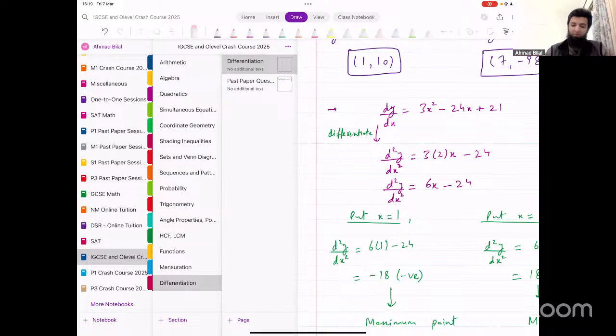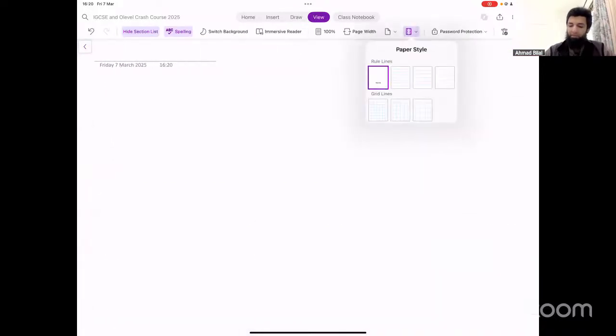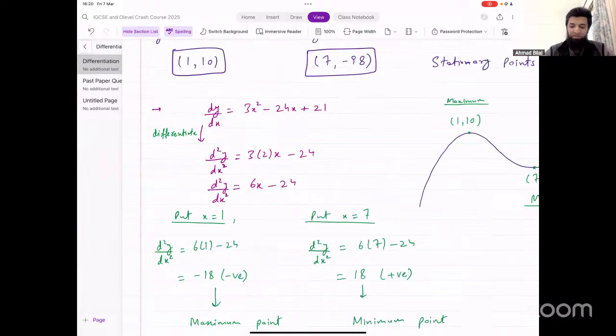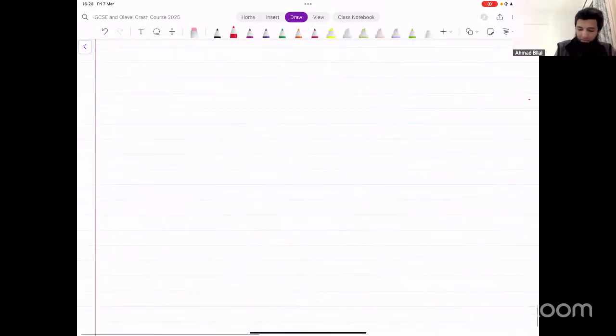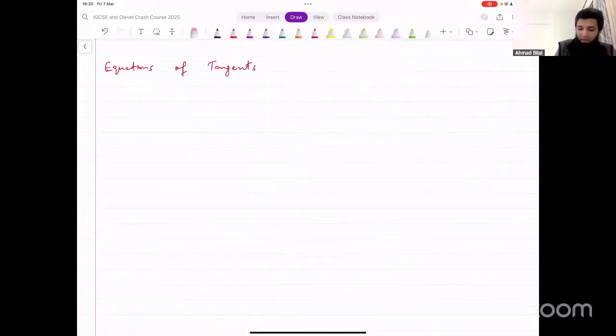And now let's do one last thing that we have in this topic. And that is you would have to find equations of tangents and normals. You would have to find equations, okay, not normals, sorry, only tangents. In A levels, you would be doing normals as well. But equations of tangents to a curve. Sometimes they will also ask you to find these equations of tangents.